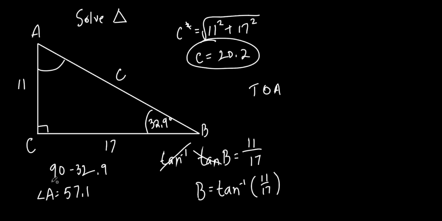And check it out. We found all three missing parts, didn't we? Right? Oops, this pen. I think I'm writing too fast. That's why it does that. So look, I found side C, angle B, angle A. Boom. What did I just do? I solved the triangle. Wow. I actually got finished. All right.